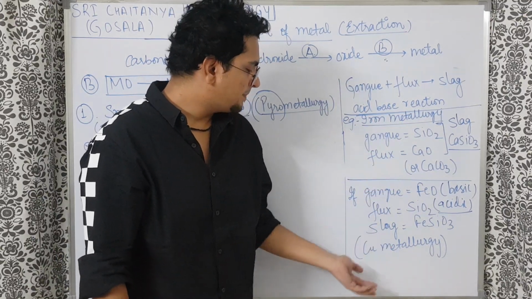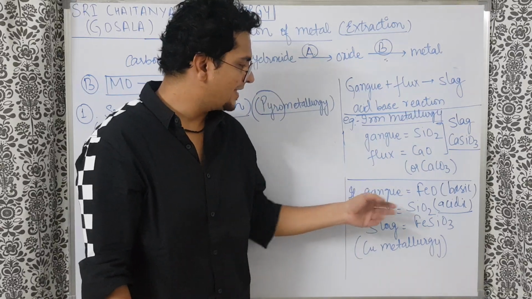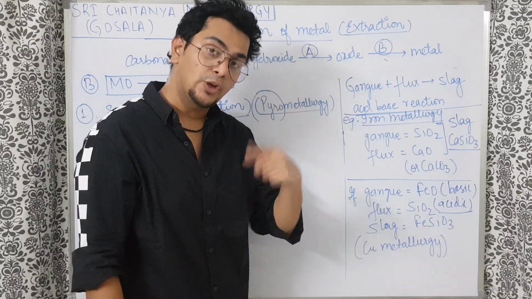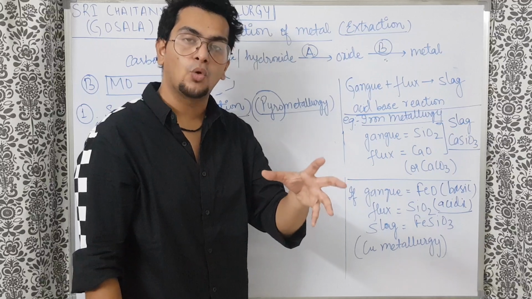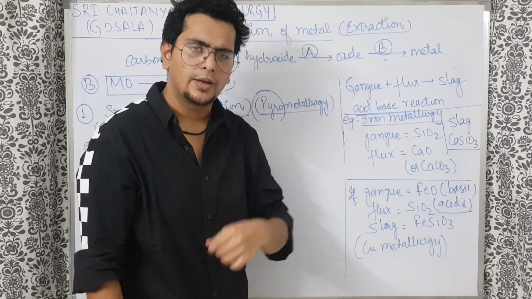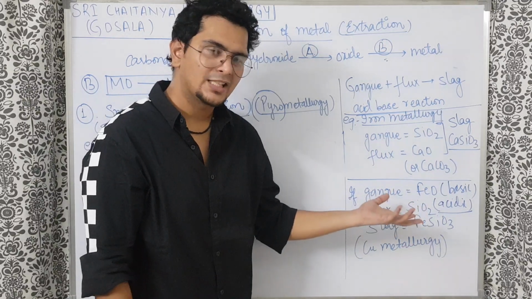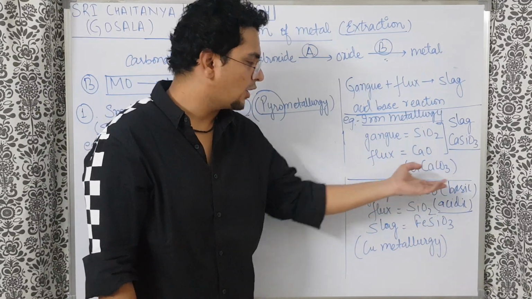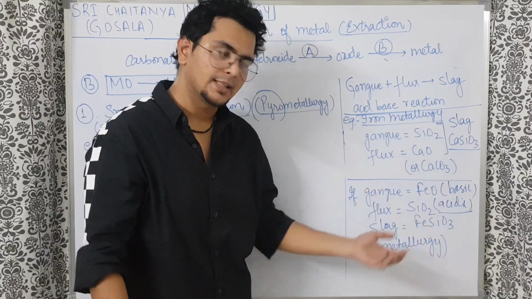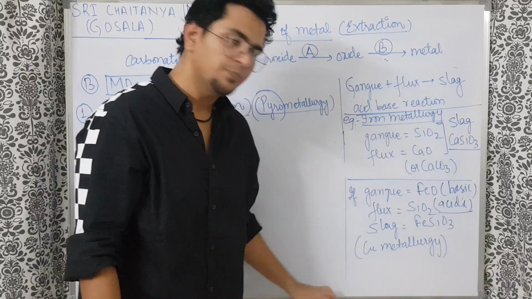Apart from that, one more example we can take of copper metallurgy. For copper metallurgy also, the gangue is FeO. FeO is the gangue. The impurity for copper ore is FeO or FeS sometimes. FeS gets converted to FeO. So finally we have FeO that we have to remove. That is the gangue for us. That is a basic oxide because metal oxides are basic in nature. So the flux should be acidic and the flux we have is SiO2.